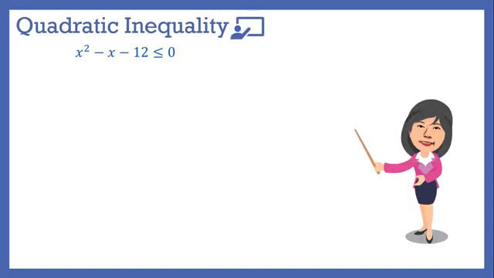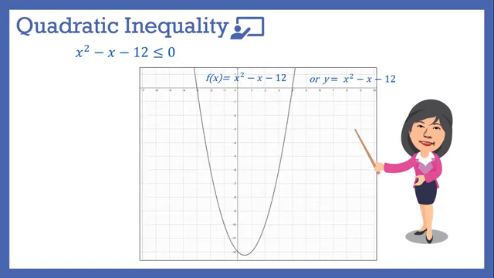Now, as I mentioned at the beginning of the video, we can actually solve this quadratic inequality very quickly by graphing the function f of x is equal to x squared minus x minus 12, or y is equal to x squared minus x minus 12. So here's the graph of f of x equals x squared minus x minus 12, because we want to know when x squared minus x minus 12 is less than or equal to 0. That's going to occur when the function is less than or equal to 0.